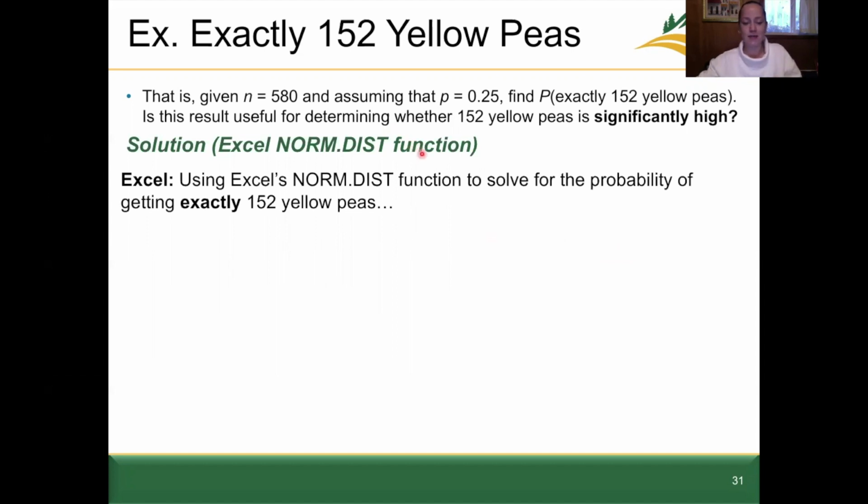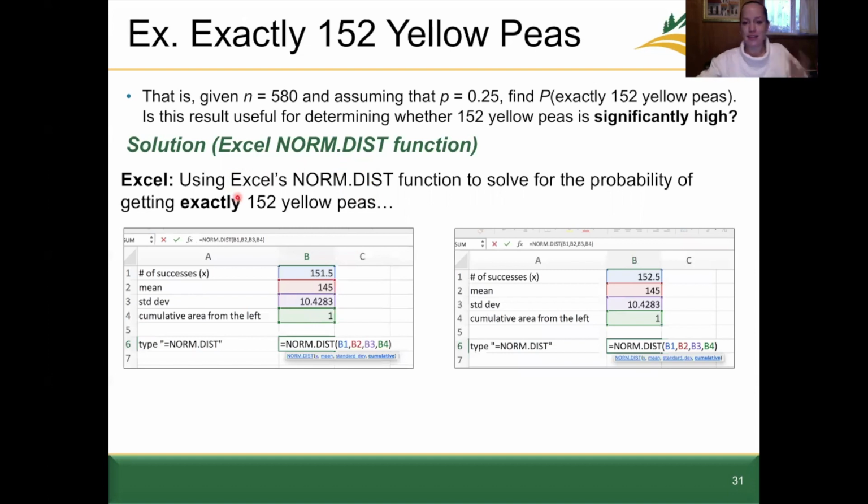So when using Excel, we want to know the probability of exactly 152 yellow pea plants. Remember, when we're taking a binomial distribution and approximating it as a normal distribution, we needed to apply those continuity corrections. So for exactly 152 yellow peas, to set this up with normal distribution functions in Excel, we need to use an X value of the lower range of the continuity correction, or 151.5, and then the upper range of the continuity correction, or 152.5. This setup should look the same other than what X value we use here.